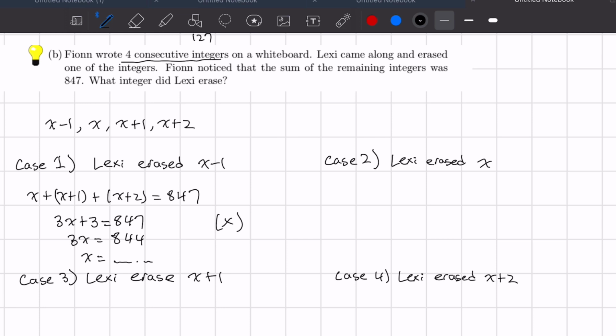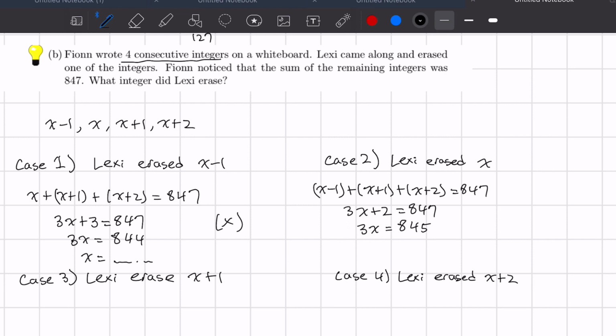And for case number 2, the remaining integers would be x minus 1 plus x plus 1 plus x plus 2, which should equal 847. So if we simplify this, 3x plus 2 equals 847. 3x equals 845. And this also is not possible, since 845 is not divisible by 3.